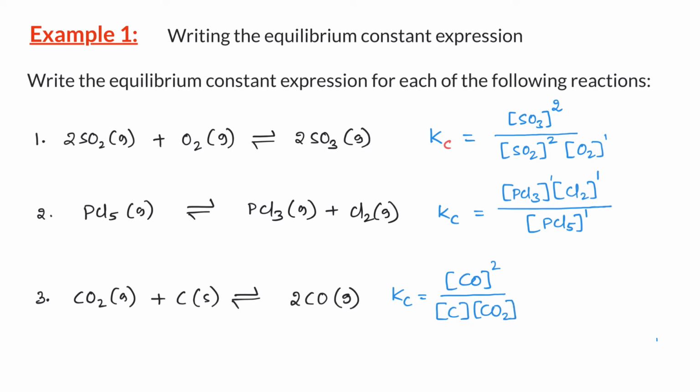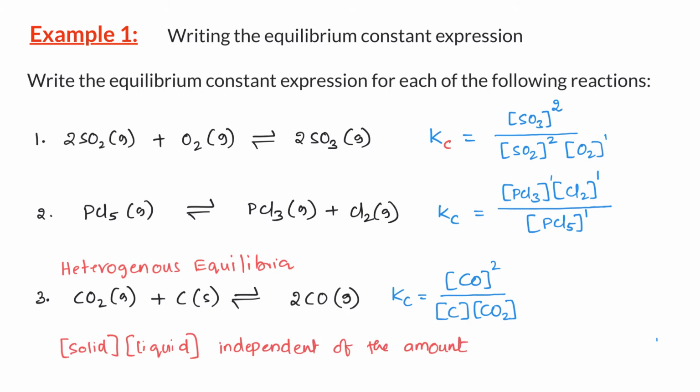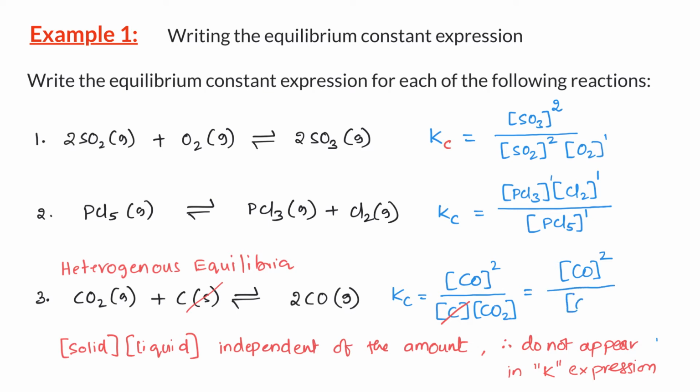Note that this is an example of a heterogeneous equilibrium, that is, the reactants and products of the reaction are in different phases. We learned earlier that the concentration of pure solids and liquids are independent of the amount of the substance. That is, they are always constants. Therefore, we don't represent them in the equilibrium constant expression, which means the concentration of solid carbon won't show up in the equilibrium constant expression. So, the simplified equilibrium constant K is equal to the concentration of carbon monoxide to the power 2 divided by concentration of carbon dioxide.